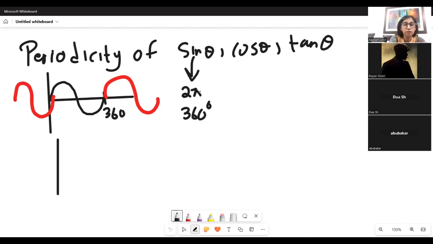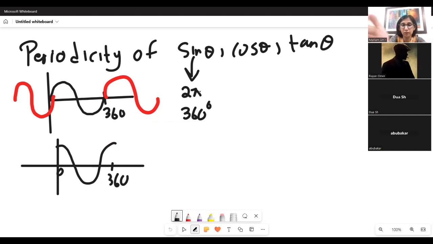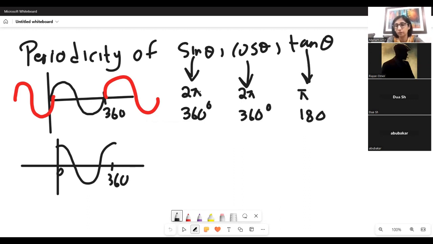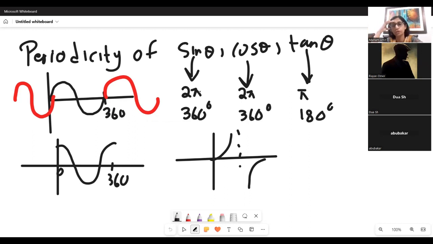Similarly, cos completes one complete revolution between 0 and 360 degrees as well. So the periodicity of cos is 2 pi, or 360 degrees, but tan completes its one revolution in 180 degrees or pi radians. Tan looks like this. So essentially, periodicity means how long it takes for it to complete one revolution, one complete cycle.